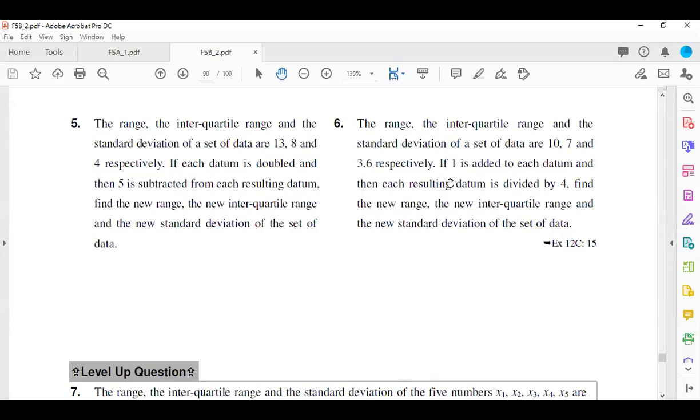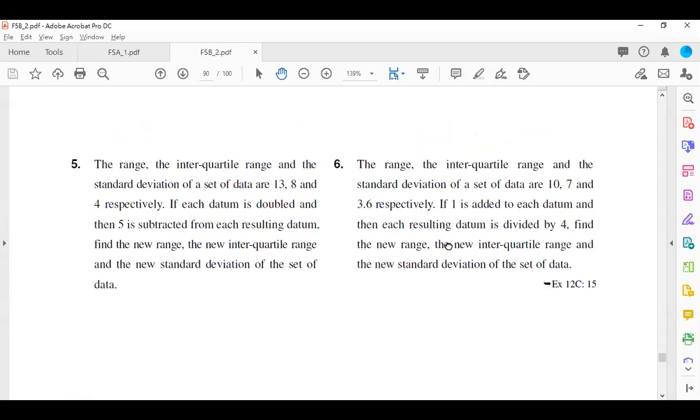But if you multiply a number or divide a number from every data, then there will be the corresponding change of the range, interquartile range, and the standard deviation. Okay. So today we are going to do a few exercises, more exercise on this topic. Okay. So let's go to question number 5.